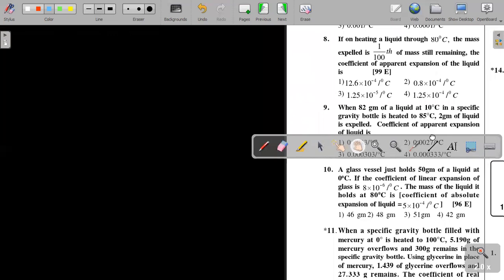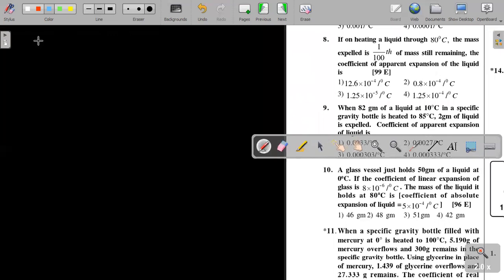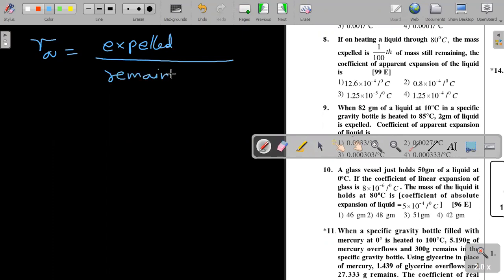What is the formula for apparent expansion? If you want to find the apparent expansion, we have gamma A is equal to mass of expelled liquid by mass of remaining liquid into temperature difference. This is the formula to find the coefficient of apparent expansion. Whenever they give these model questions, we need expelled liquid mass, remaining liquid mass and temperature difference. Already we discussed this in the class.